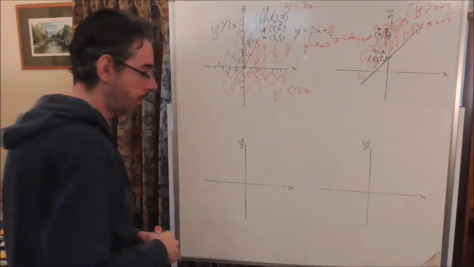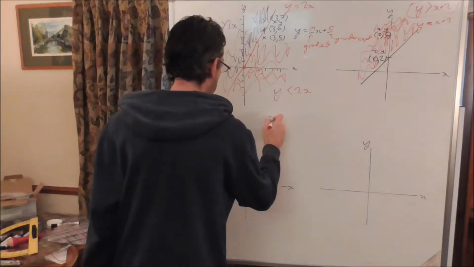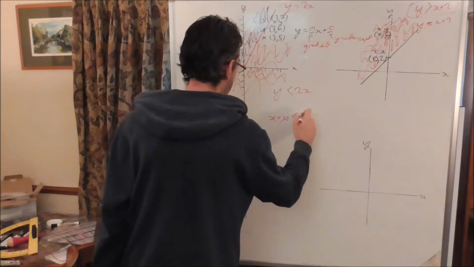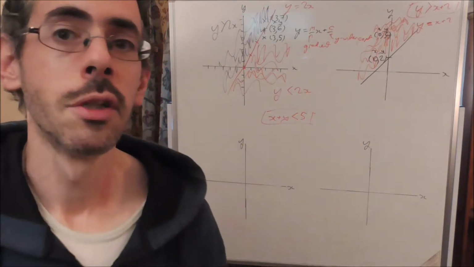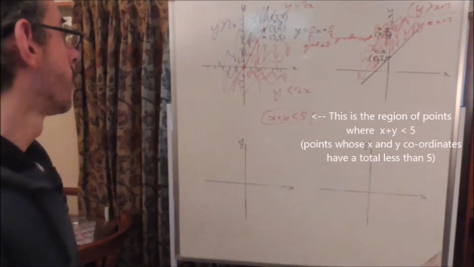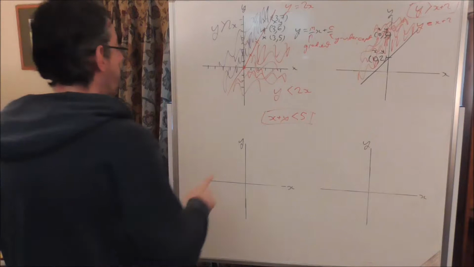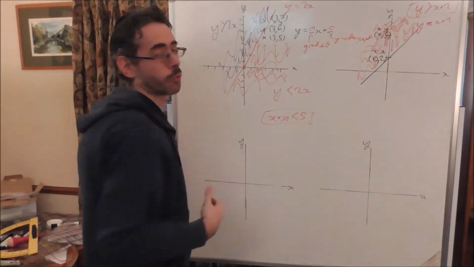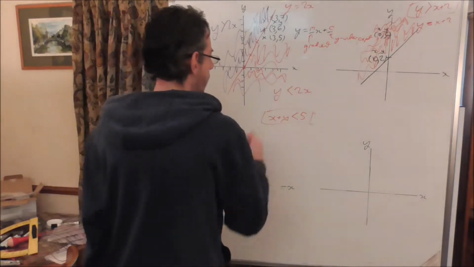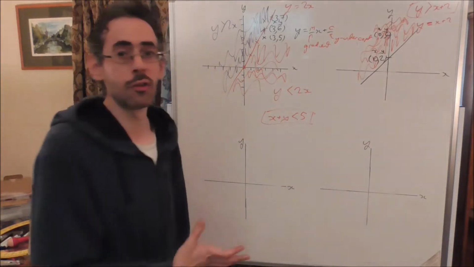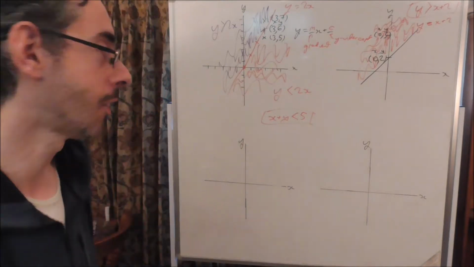Right, let's do another region. Let's do x plus y is less than 5. Let's shade that region. Well, that looks a bit weird, because in all the other examples y has been the subject, but here y isn't the subject. So let's make y the subject. I think it'll be a bit easier to draw the line and a bit easier to shade the region if y is the subject. So let's do that.